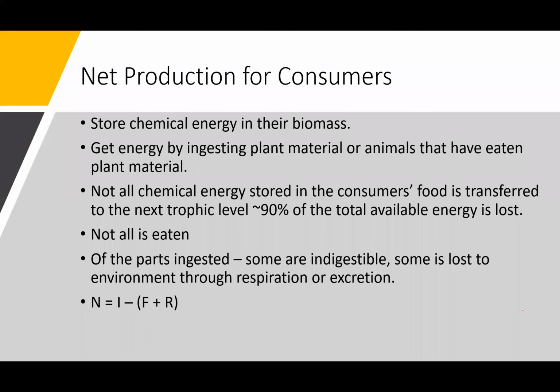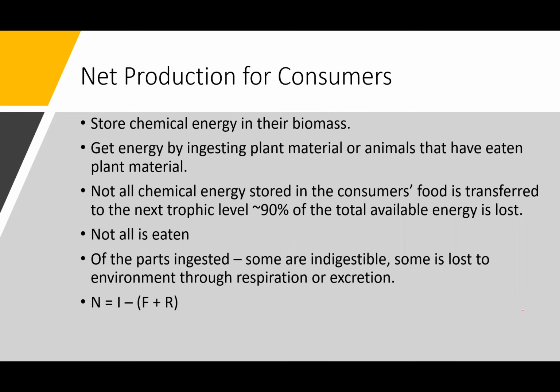But also with net production, we can also calculate it for the consumers. So rather than just looking at the producers, we can also look at it for the consumers, because consumers also store chemical energy in their biomass. And consumers obviously get their energy by ingesting plant material or by ingesting animals that have eaten plant material. So not all that chemical energy that's stored in the consumer's food is transferred to the next trophic level. We roughly say that actually around 90% of the total available energy is lost in various ways.